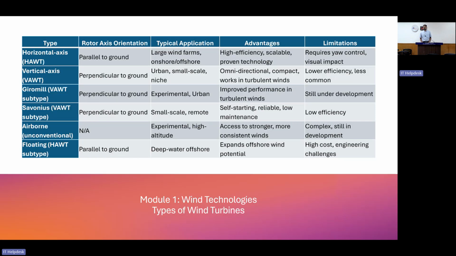The course is divided into three modules. In the first module, we will discuss wind energy technology. First of all, we will discuss the types of wind turbines. Wind turbines are divided into two types mostly based on the orientation of the axis. The first one is the horizontal axis wind turbine and the second one is the vertical axis wind turbine.